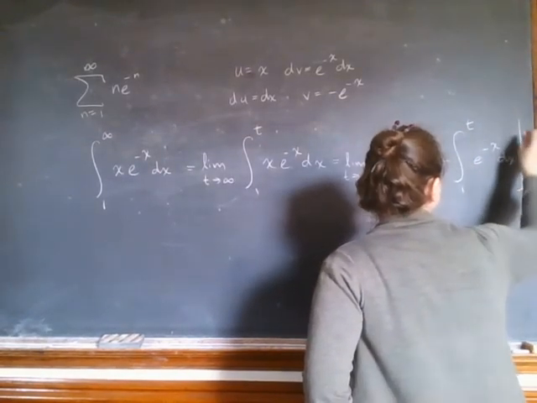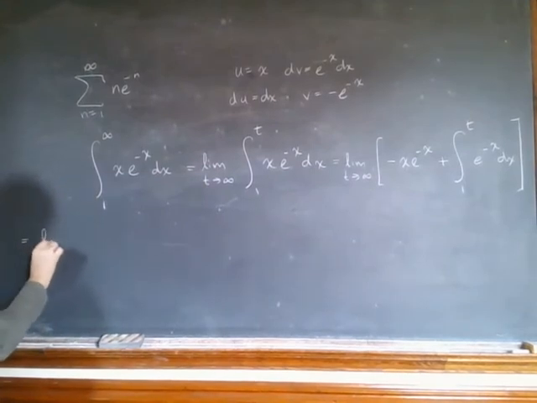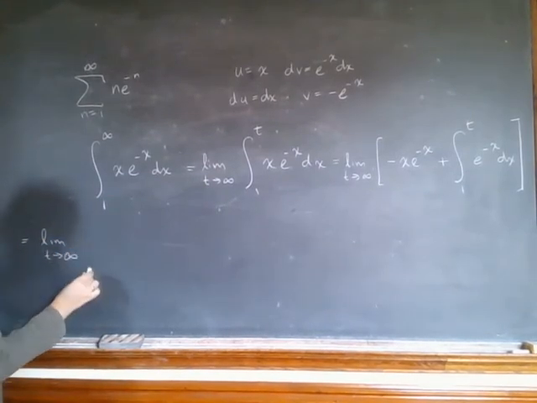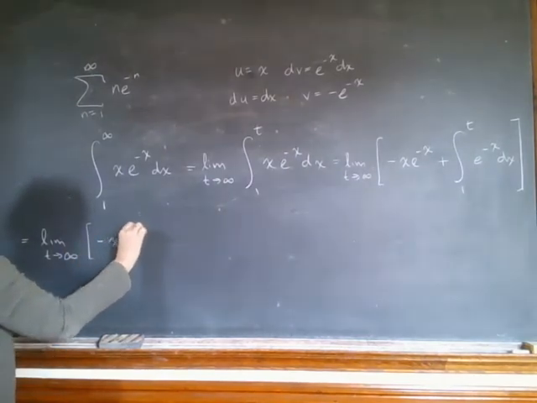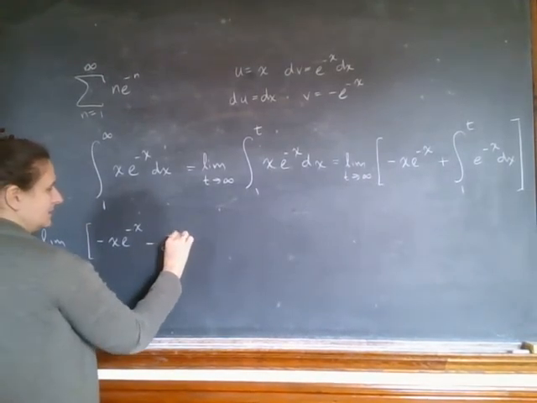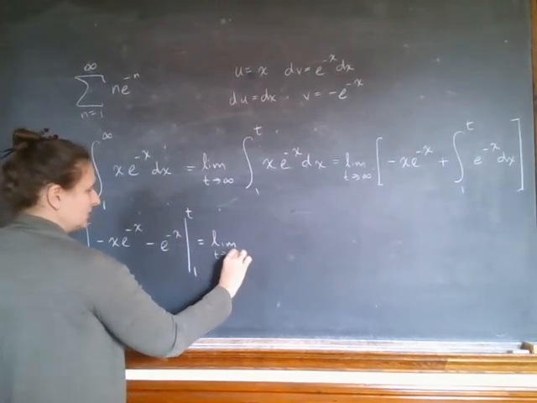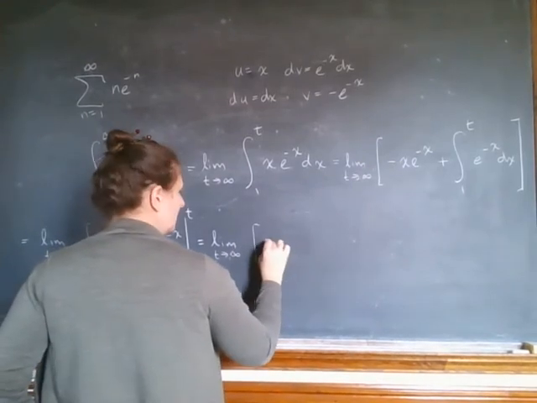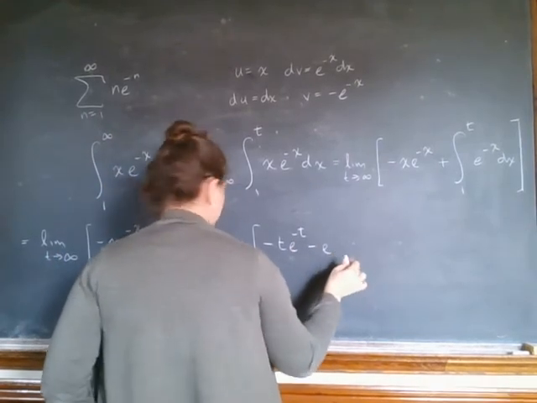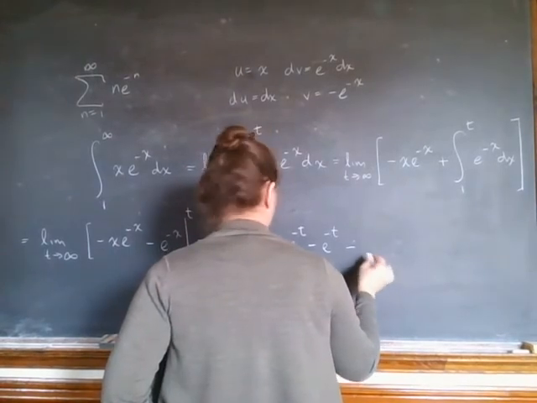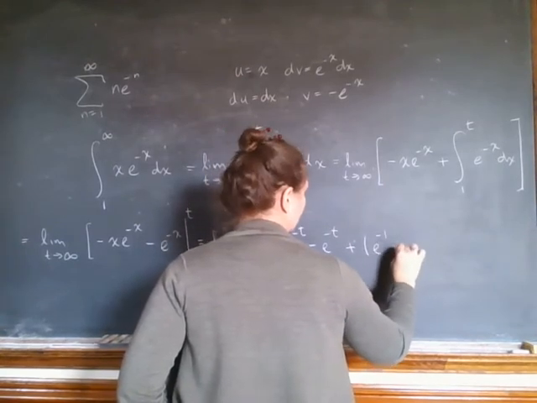Okay. So minus and minus makes plus. So what I end up with here, I've got minus x e to the minus x minus e to the minus x, evaluated from 1 to t, limit as t goes to infinity of minus t e to the minus t minus e to the minus t plus e to the minus 1.